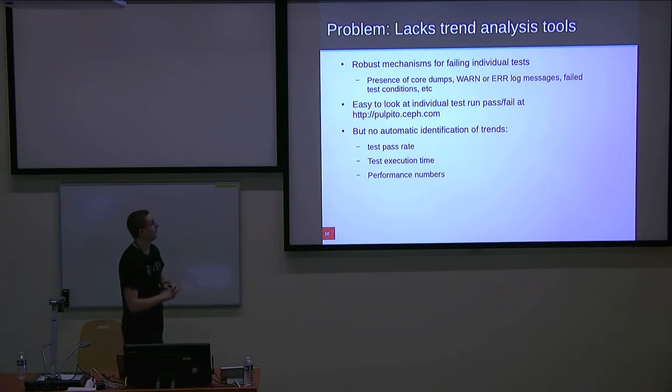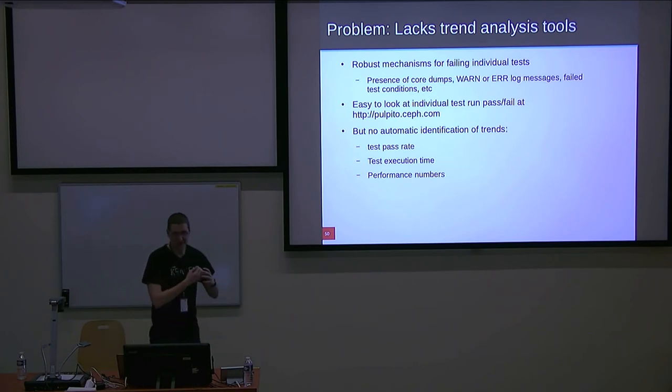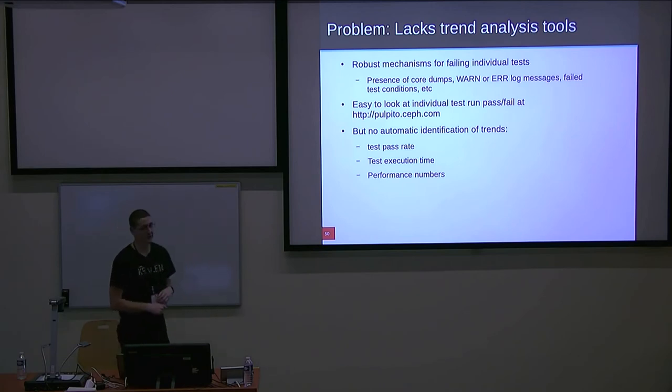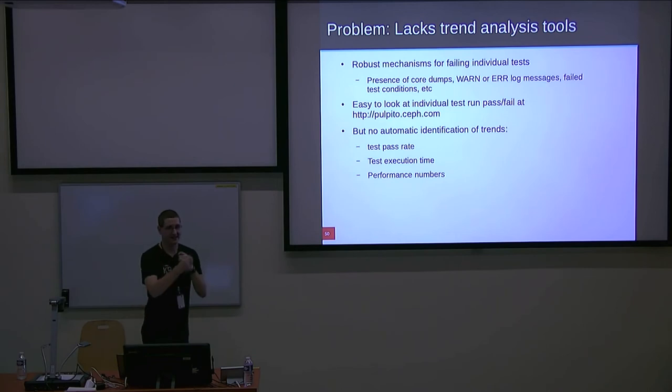Excellent. Okay. So Teuthology as a framework is good for looking at an individual test and saying whether it passed or failed. We can make it fail based on all kinds of things that might happen in the system, like core dumps. It scans the logs and can say, oh, I see a warn message or an error message, and I want to fail. We can say in the code, hey, I want to fail if this thing is true or fail if this thing is false. It's very robust about that.